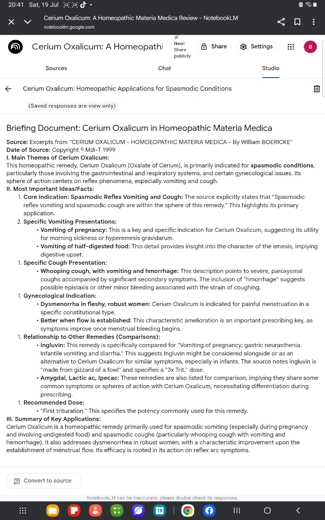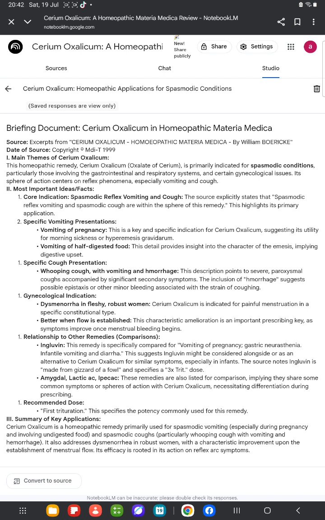What exactly was gastric neurasthenia back then? It sounds a bit archaic. It does. Gastric neurasthenia generally referred to stomach problems that they thought were caused by a sort of weakness in the nervous system, nerve-related stomach trouble, essentially. Got it. So this comparison is useful because it shows that different remedies, like Cerium oxalicum and Inglevin, were aiming at similar problems, vomiting, even though their origins and maybe their full range of uses were different. Right, understanding the alternatives they considered.